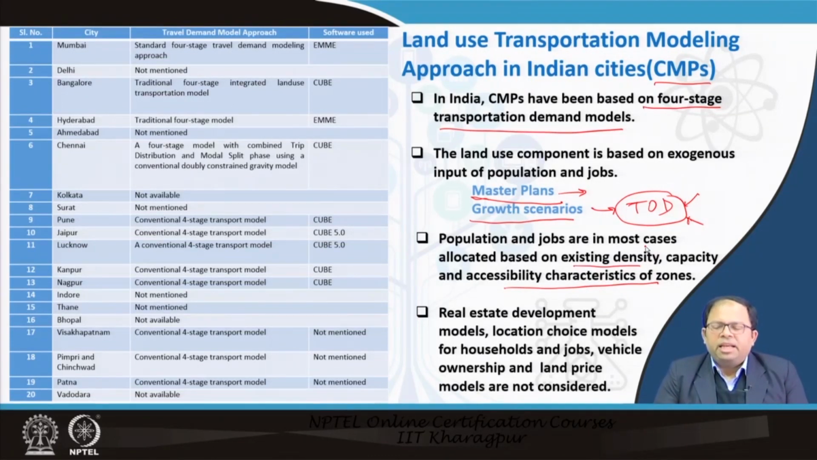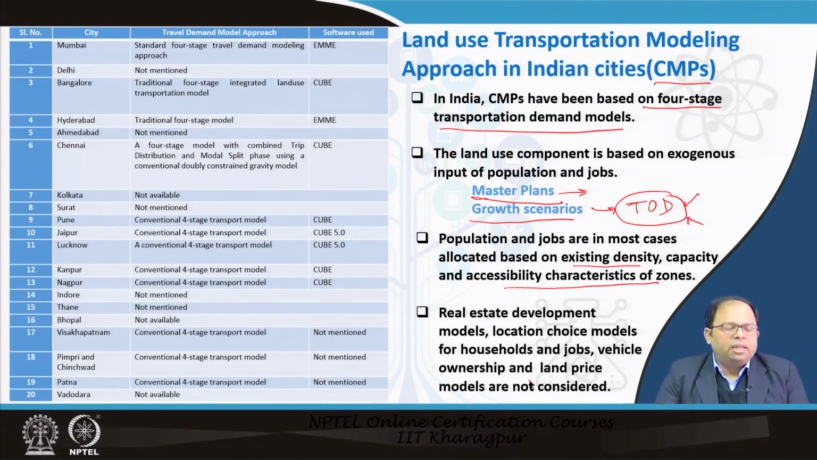So as we can see in existing CMPs, we have neither a real estate development model, nor location choice models for households and jobs, nor vehicle ownership and land price models. What is done is, taking certain scenarios, we say that, okay, this will happen, and accordingly we predict the transportation requirements for a particular city.